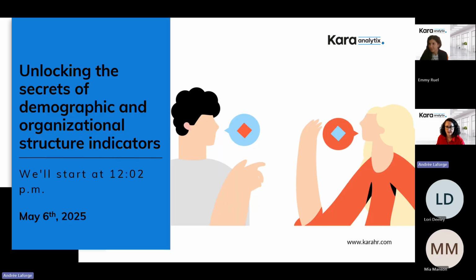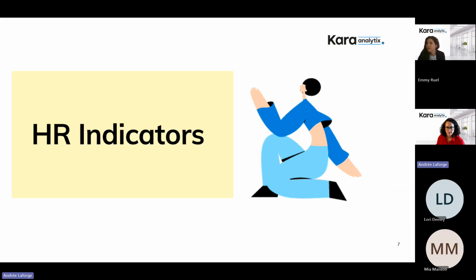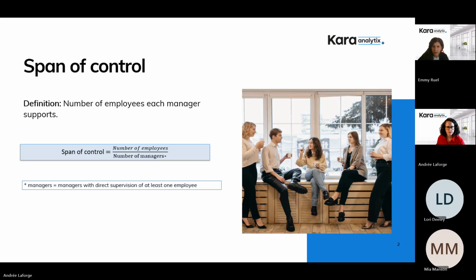Okay, so I'm at the beginning. Sorry about that. So you see it, Amy? Yes? Yeah. Okay. Span of control. Okay, so let's start.